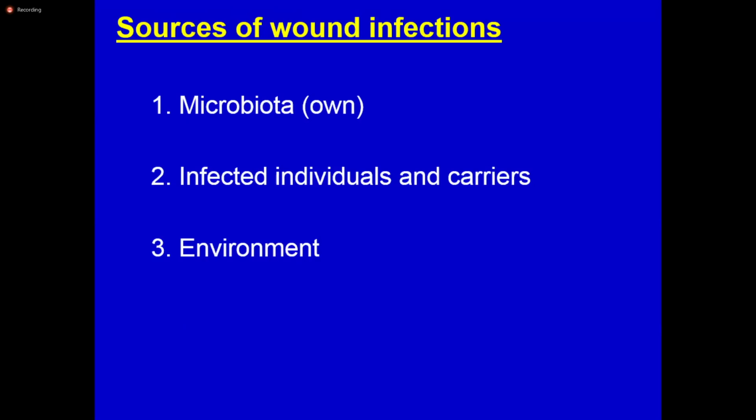Sources of wound infections, يعني منين جاية هذه الميكروبات اللي بتعمل wound infection؟ From own microbiota. You know, the body contains a lot of microbiota on the skin, in the mouth, in the nose, in the ears, in the intestine, and so on. So, own microbiota. Or it comes from infected individuals or carriers from others, or from the environment. These are the main sources of wound infection.